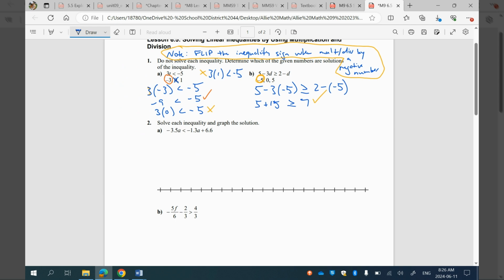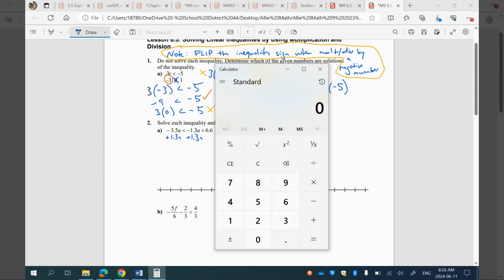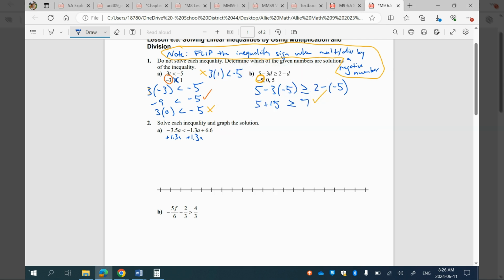Solve each inequality and graph the solution. Looks like we have more A's over here, so I'm going to move this negative 1.3a over to the other side by adding 1.3a to each side. And so I'm going to use my calculator. We have negative 3.5 plus 1.3 equals negative 2.2. So negative 2.2a is greater than 6.6.